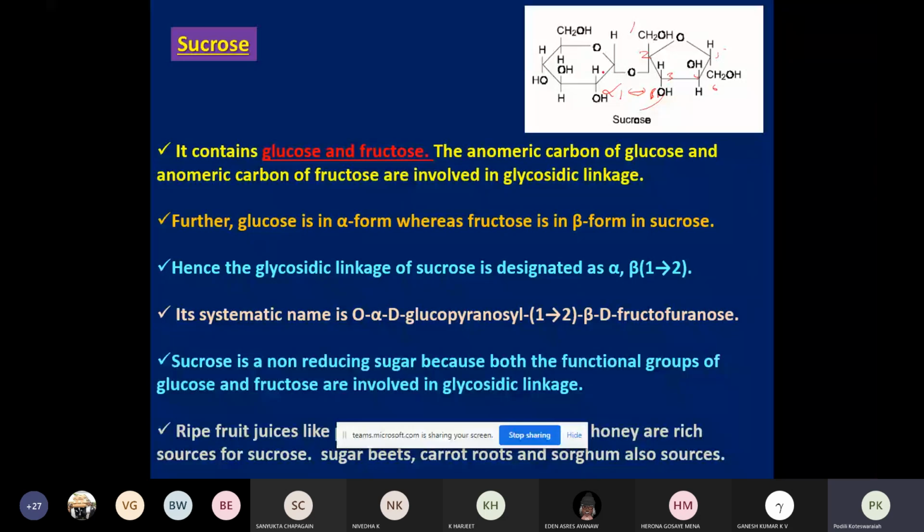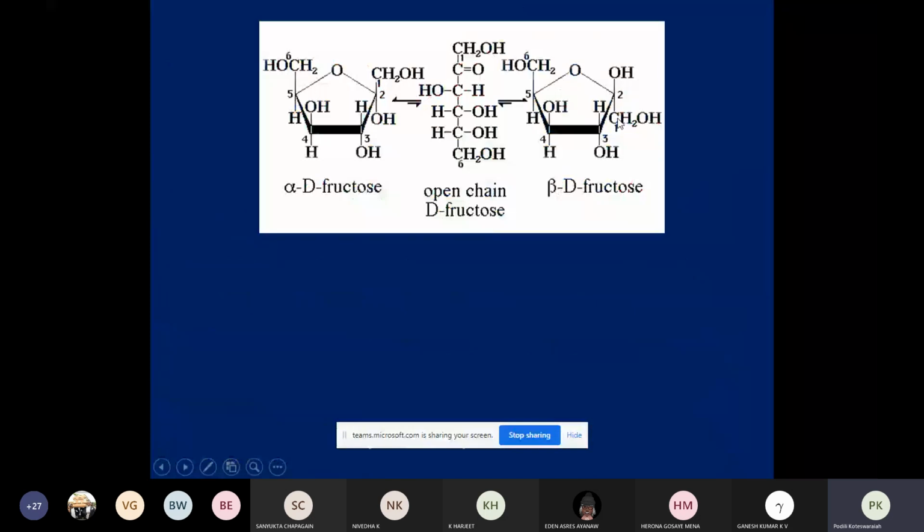That means the anomeric carbon of the glucose and the anomeric carbon of the fructose both are involved in the glycosidic bond formation. Therefore it doesn't have a free anomeric carbon, and sucrose is not a reducing sugar, because both the anomeric carbons are involved in the glycosidic bond formation.